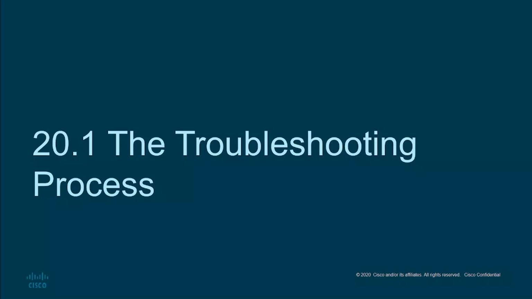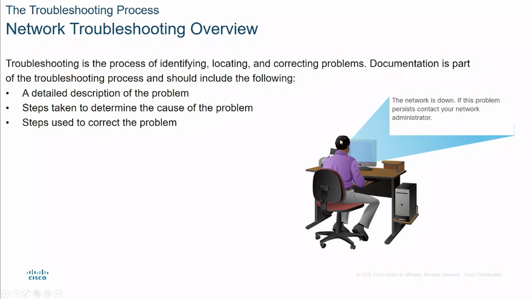Now let's look at the troubleshooting process. Troubleshooting is the process of identifying, locating, and correcting problems on devices. So you can troubleshoot your system, troubleshoot devices. Anytime you're troubleshooting, it just means that you're trying to discover a problem and solve the problem. Another thing you need to know is that documentation is part of troubleshooting.